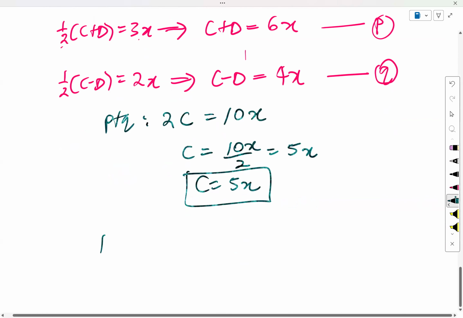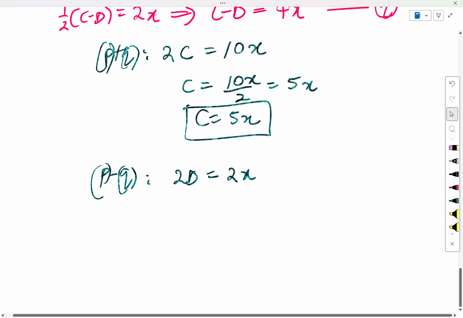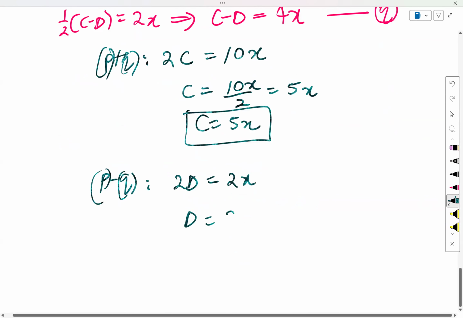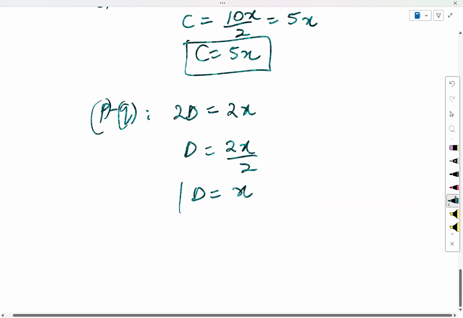Then on the other hand, we can have P minus Q. So P minus Q would be C minus C, 0. D minus minus D, that is 2D. Then 6x minus 4x is 2x. Again, divide through by 2. You have D is 2x all over 2, and then D is equal to x. Okay? So D is x. So now you've got what you need.